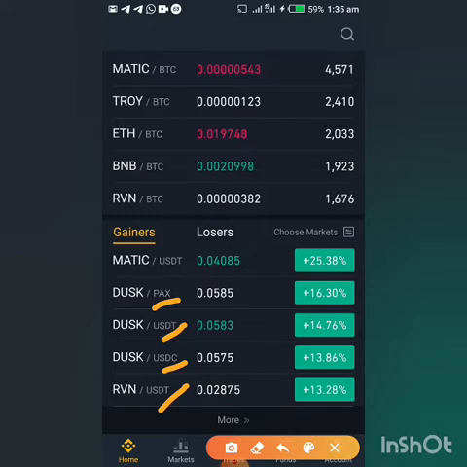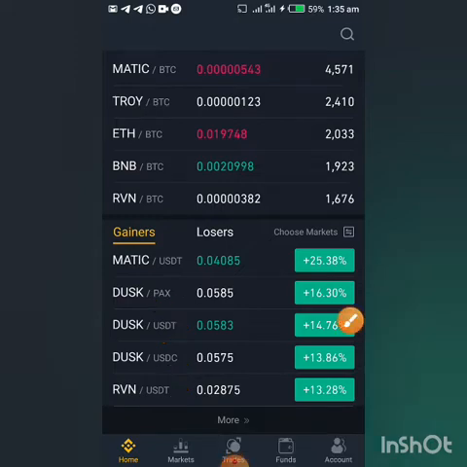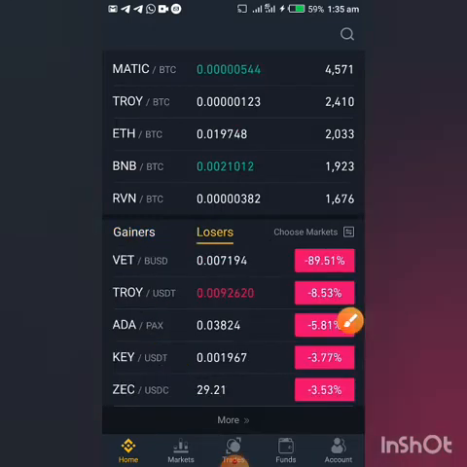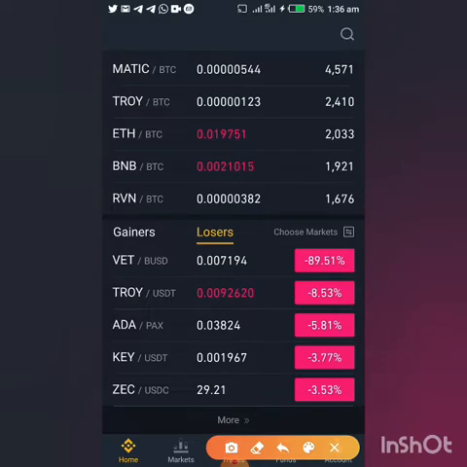Then here also we have the losers. When you click on the losers, you will see the coins arranged in the order of their respective percentage losses. Here we can see that the coin that has lost the highest for the day is VET. VET has gone down to as low as 80. It has lost about 89.51% of its previous value.